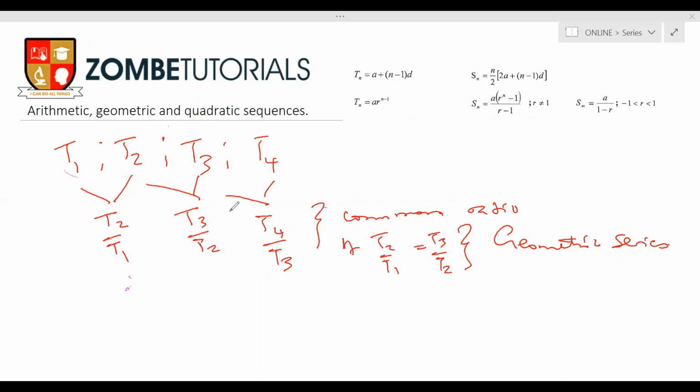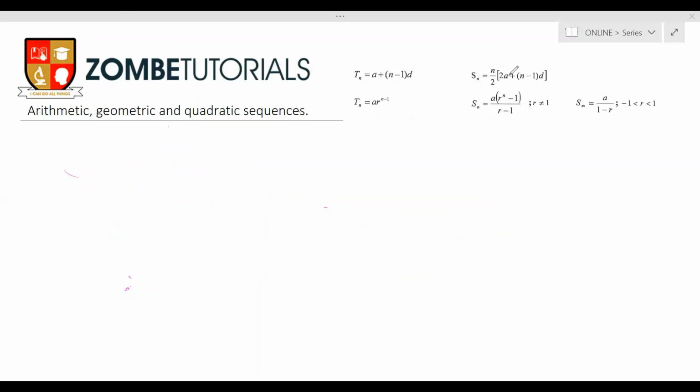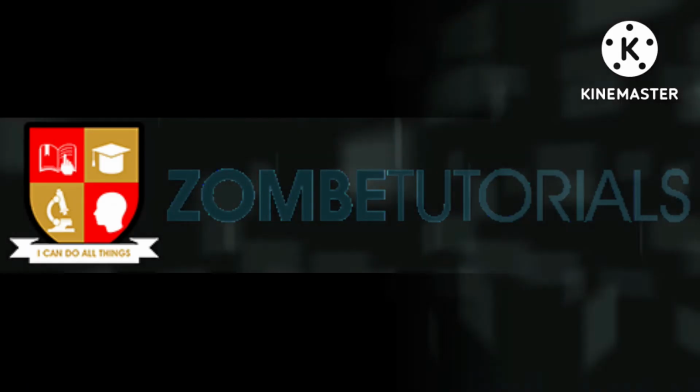So this is how we distinguish between our particular sequences, because it is important that when we know which sequence we're using, then we can apply the formulas as were given in our formula sheet.